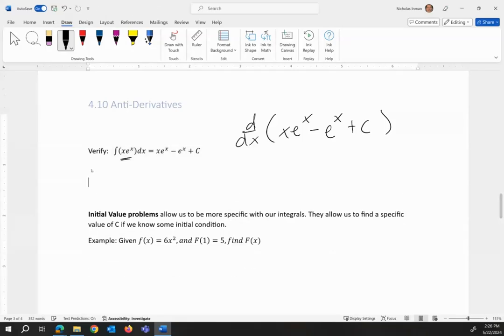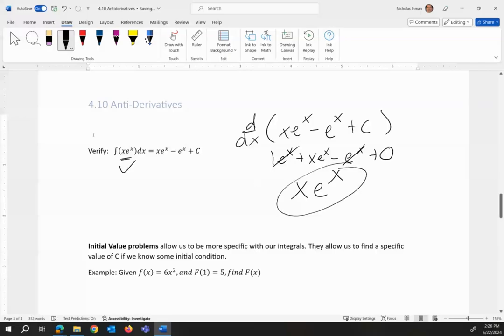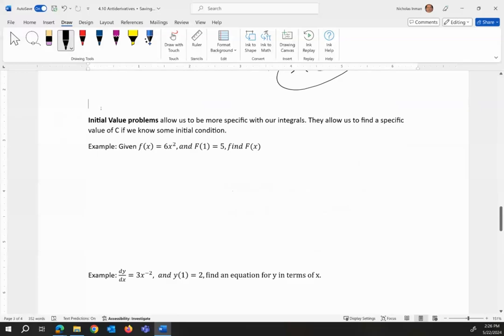So to verify, derivative of x e to the x, that's a product rule. So 1 e to the x plus x e to the x minus e to the x plus 0. These cancel, and we are left with x e to the x. Great. Right, I hope we're okay with that product rule. I know I went fast through it, but we're at the end of calculus, so we should know the product rule pretty well. All right, I told you earlier about these things called initial value problems.